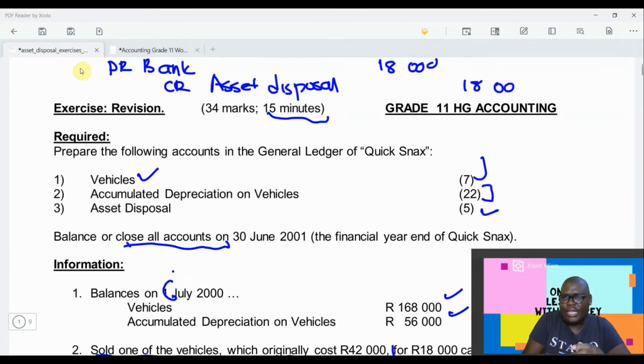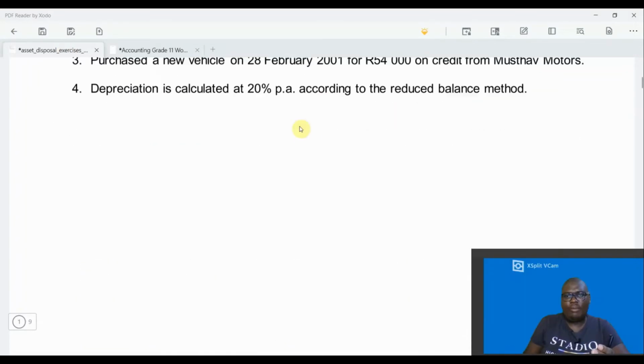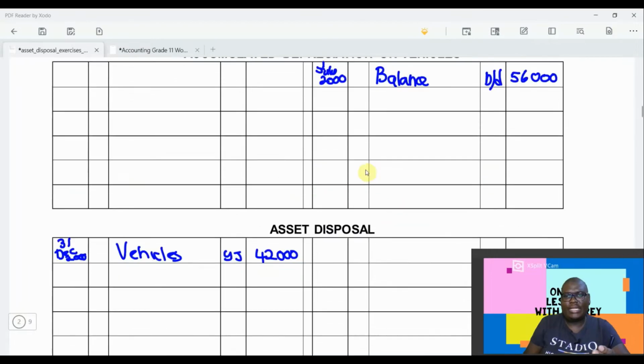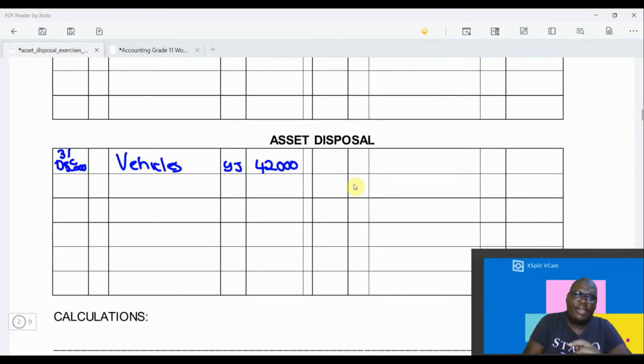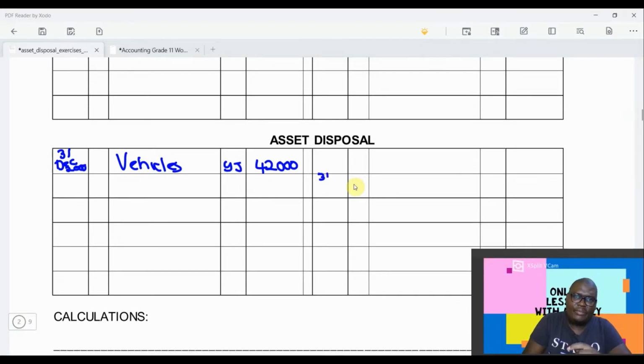Which is what we say. So even when we go to the asset disposal account, we're going to show on the credit side that bank will credit the asset disposal account. So what I'm going to do, this page will be for accumulated depreciation, so I'm just going to write it maybe here. We'll have 31 December 2000, and then we'll have bank here.